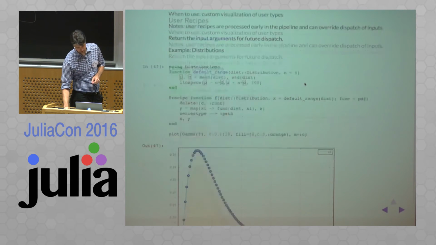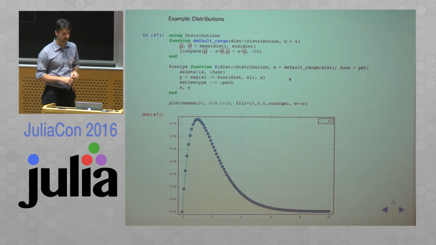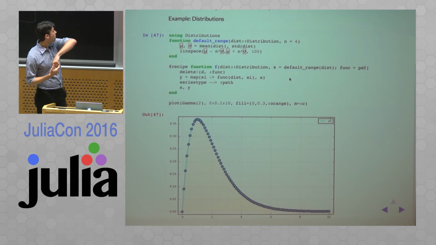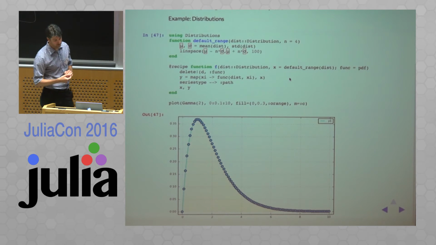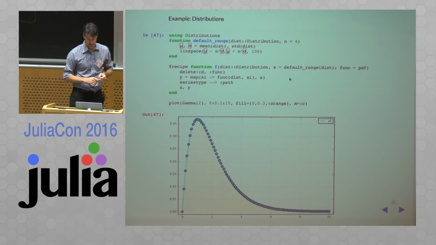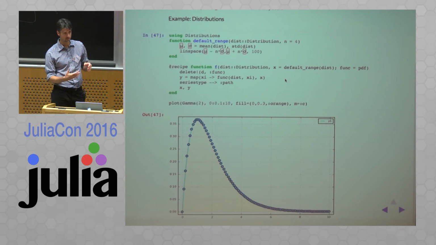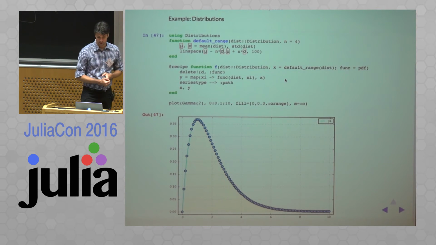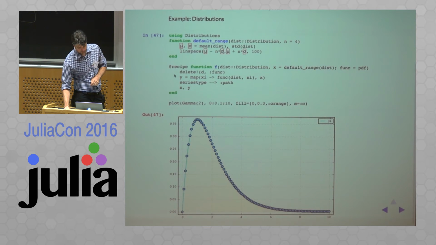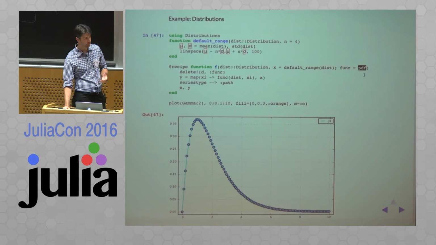So just as an example of when you might use a user recipe, you've got a custom type, in this case a distribution, and so the idea here is you call plot on a distribution object with an optional x range, and then whatever attributes might apply to the underlying plot that's going to be made. And I'm just doing a simple mapping of x to some function which defaults to PDF of the distribution.